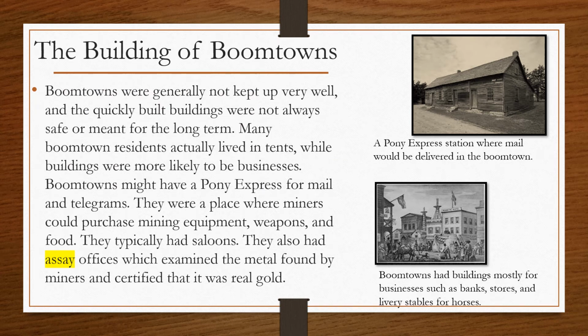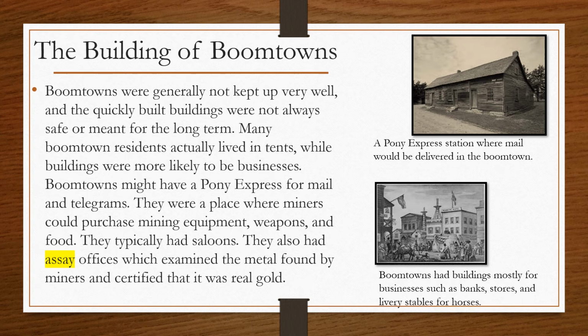Let's take a look at the building of boomtowns. Boomtowns were generally not kept up very well, and the quickly built buildings were not always safe or meant for the long term. Many boomtown residents actually lived in tents, while buildings were more likely to be businesses. Boomtowns might have a pony express for mail and telegrams. They were a place where miners could purchase mining equipment, weapons, and food. They typically had saloons. They also had assay offices which examined the metal found by miners and certified that it was real gold.